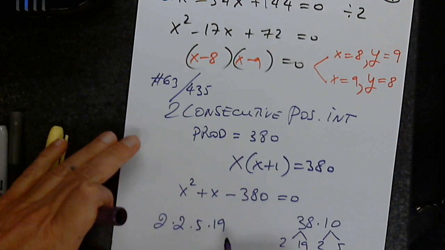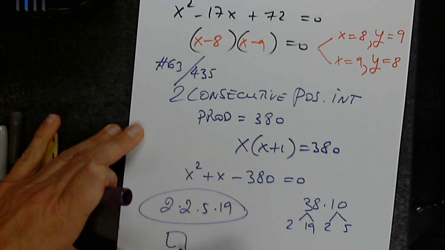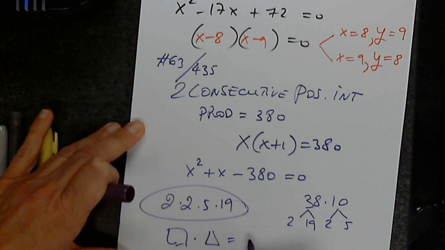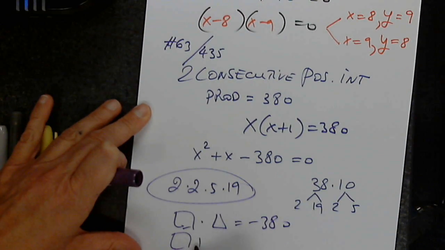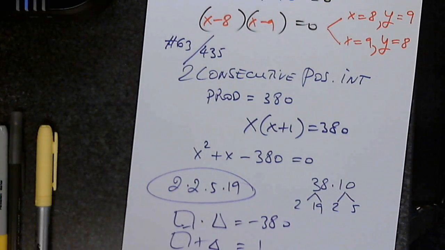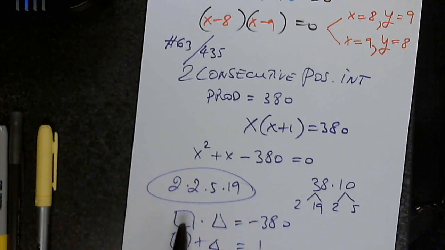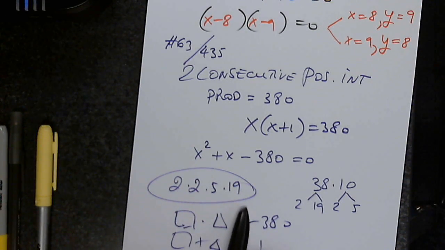So I have to use all these numbers and make up a product of negative 380, of course, and a sum of 1. If the sum is 1 and one is negative and one is positive, they have to be very close to each other, but opposite signs. And not too difficult to see what's happening here.